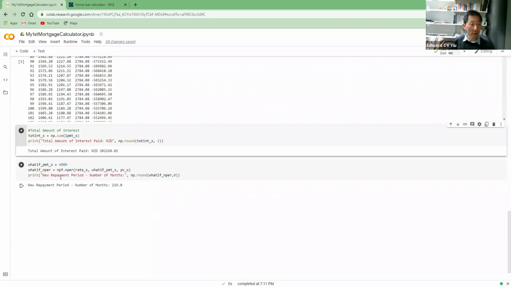So then I define the number of periods using the npf.nper function. Then it will immediately calculate the number of months to be repaid if every month we pay back $4,000.